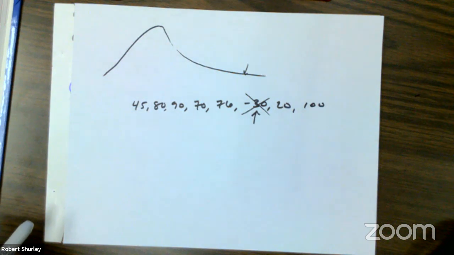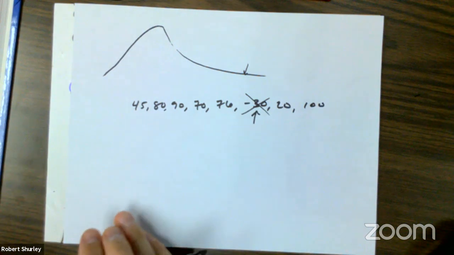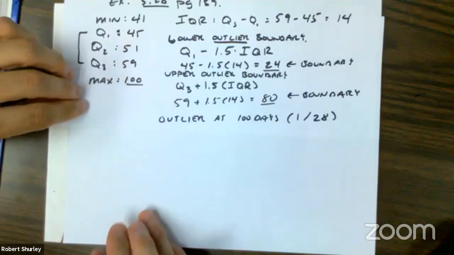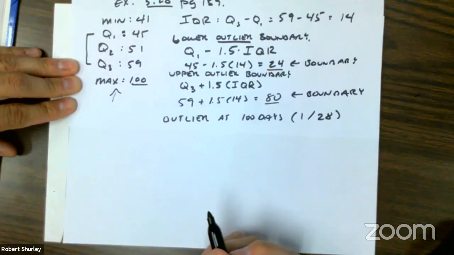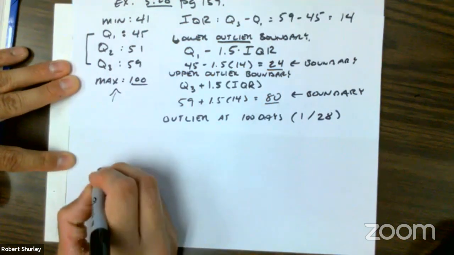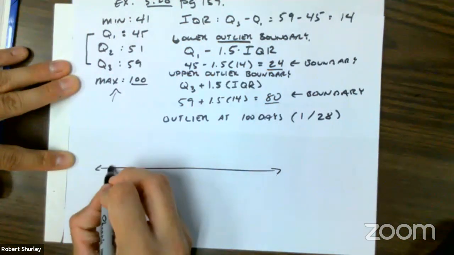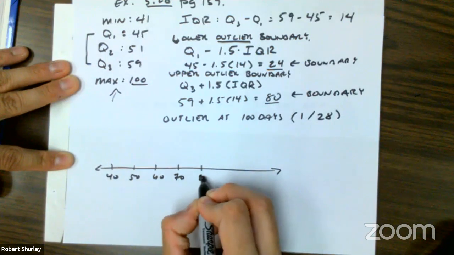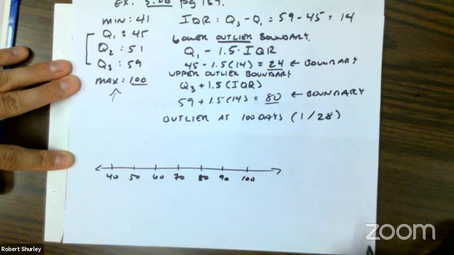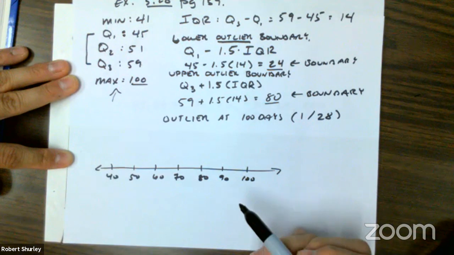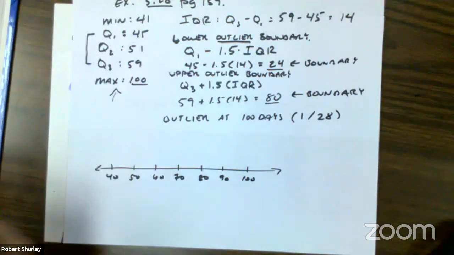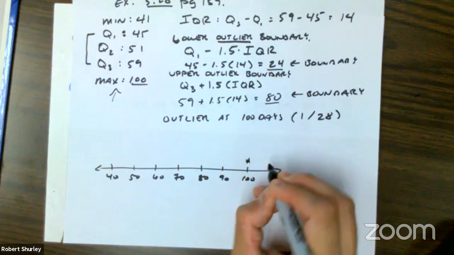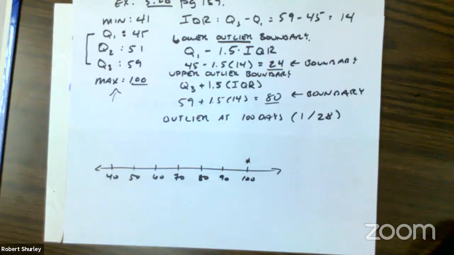Okay, now let's go back to this. Yesterday we talked about plotting these. I'm going to come back to this question. We've got the 5-number summary here. If I wanted to make a box plot of this data, I'm going to start at 40 again, then 50, 60, 70, 80, 90, 100. Because 100 is considered an outlier, it's not going to be attached to our box and whiskers. We're going to put an asterisk there. It gets shunned in a way as an outlier.